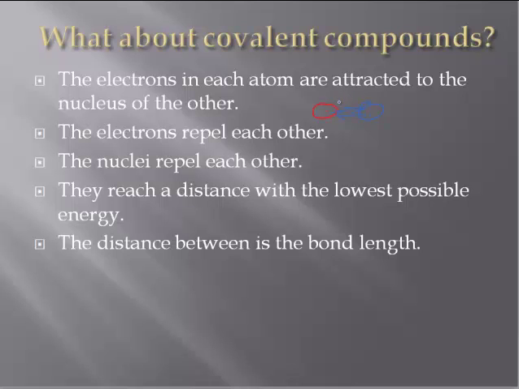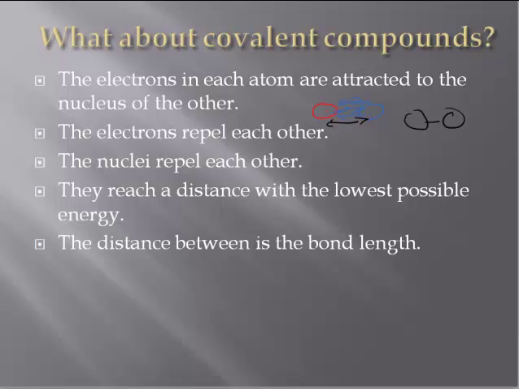What kind of forces are going on here between the electron cloud and the electron cloud? They're repelling, right? And then what kind of forces are going on between the two nuclei? The two nuclei are repelling. And so there is some point where you get just the right combination, and that's where we get a bond. Okay?